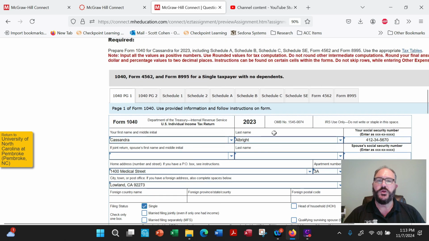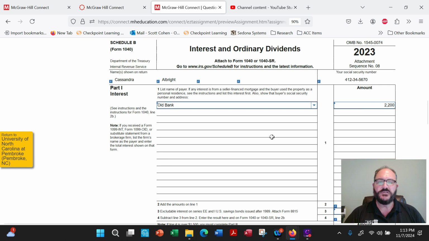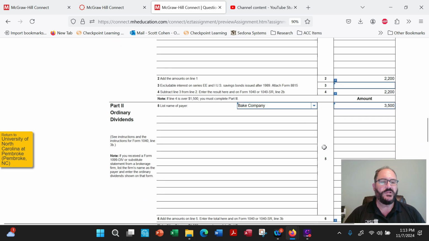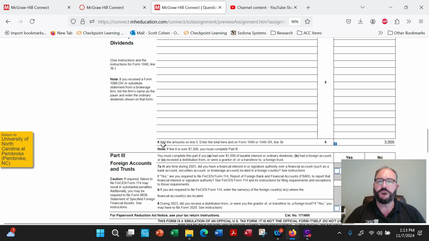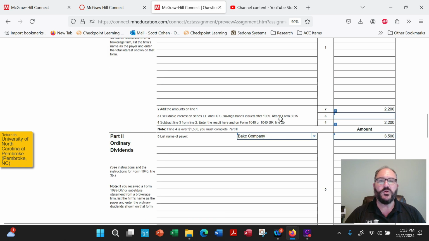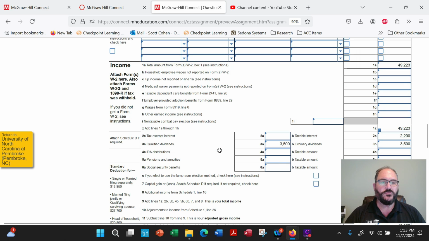What you would do, because it goes on Schedule B, you would go over here and pull up Schedule B, and there's Old Bank, there's that interest, and then down here, there's those ordinary dividends. Then it's going to wind up taking this, and notice, add the amounts online, enter the total here, and on Form 1040 and 1040-SR on line 3B, and this one over here on line 2B. And when we go back over to the 1040, when you fill this out, it'll bring that information right here, 2B and 3B, okay?